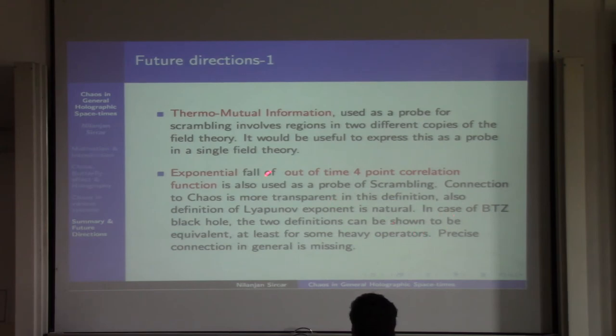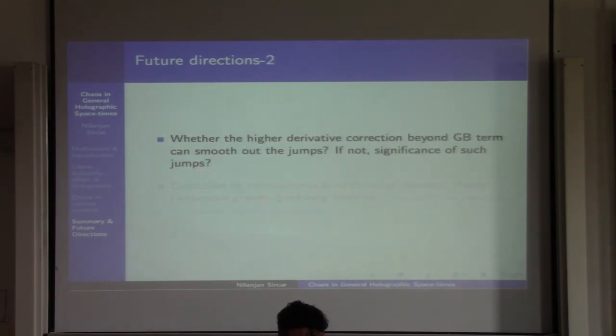But the other quantity which we use is the thermal mutual information. It would be better to know how it is directly related to this out of time 4 point correlation function, which is not clear for higher dimensions. In a BTZ black hole or 1 plus 1 dimensional system, these are just the same thing. Even in the CFT, in some cases, these things don't match. Is it chaotic in terms of mutual information and non chaotic in terms of other correlators, even in the simplest cases? Has somebody looked at this rigorously?